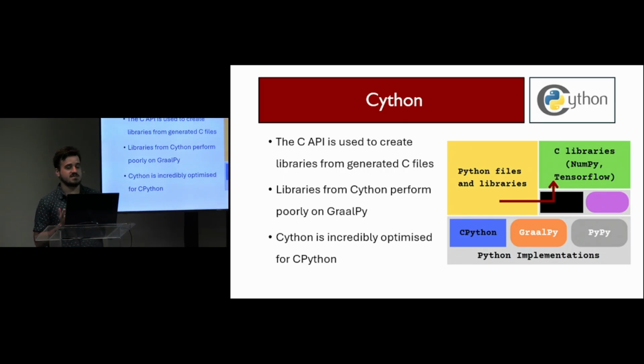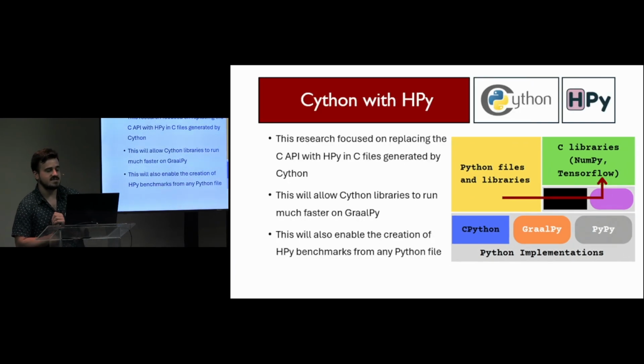But since the Cython project is quite well maintained, they think that they can afford to change the code frequently if that gives them a significant performance boost. This also makes it terrible for GraalPy, since it ties the code even more closely to the interpreter, to CPython. Yes. So what we're doing in our research is we're replacing the C API with HPy inside Cython.